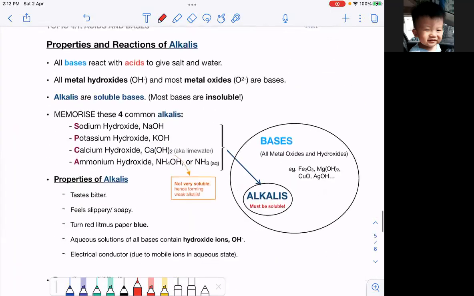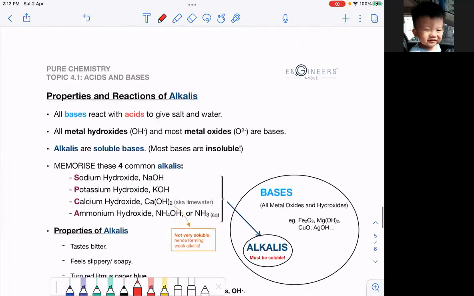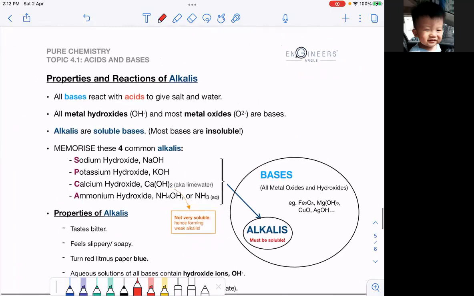Okay, quickly we move to the last page of today. Now, we already talked about most of them, so I'm going to speed through. Bases will always react with acids to give salt and water. We kind of did a lot of that already. Bases are all metal hydroxides and most metal oxides.